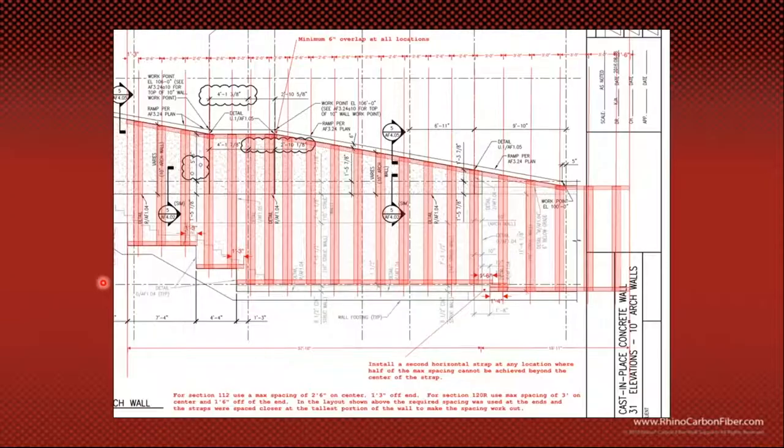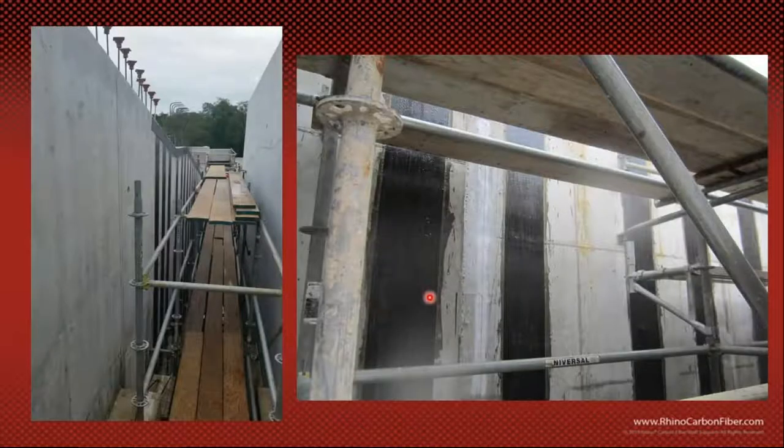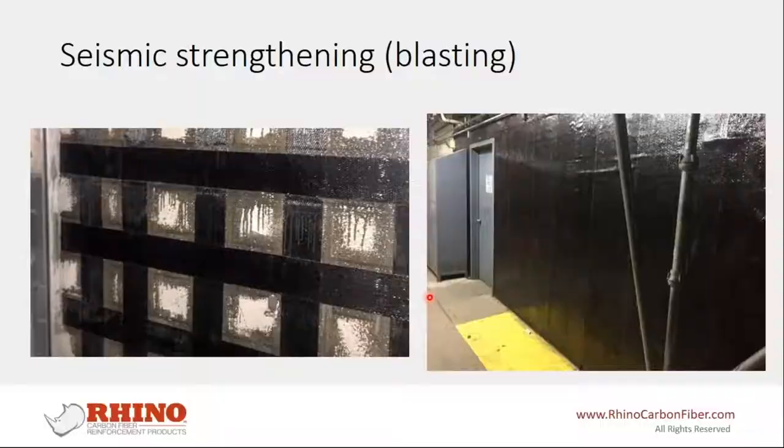What we do is run vertical straps at a certain spacing, and then we anchor them at the top and bottom. That will help the wall restore its design strength or even stronger. And here's what it looks like during the construction. Pretty straightforward and easy.